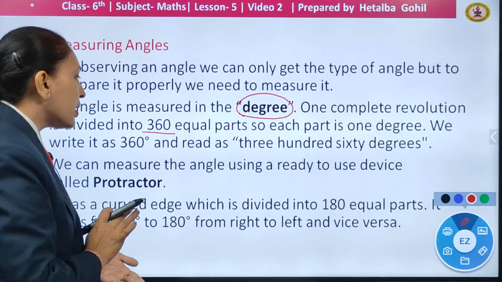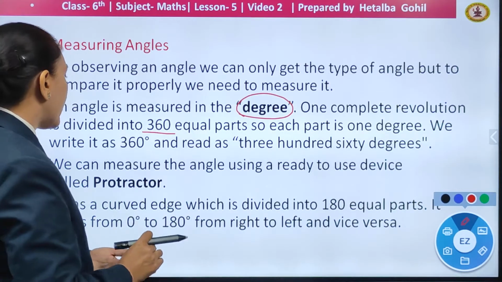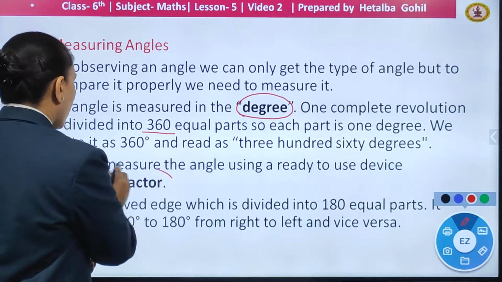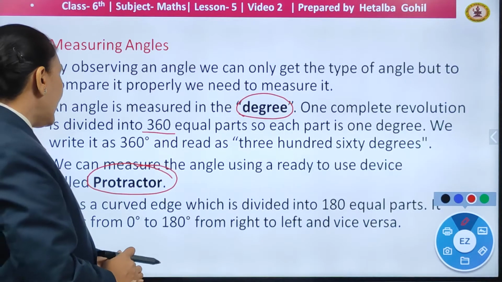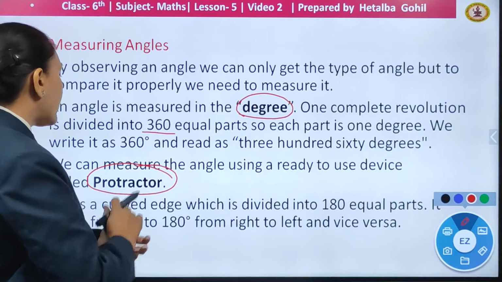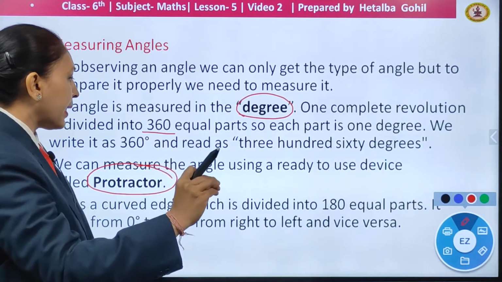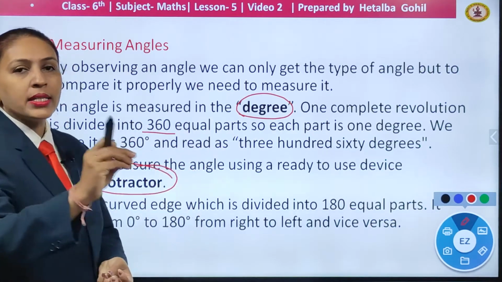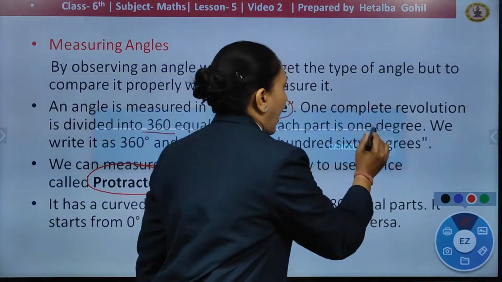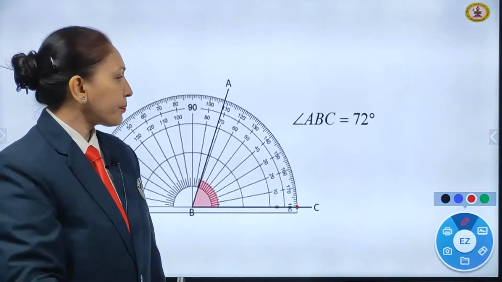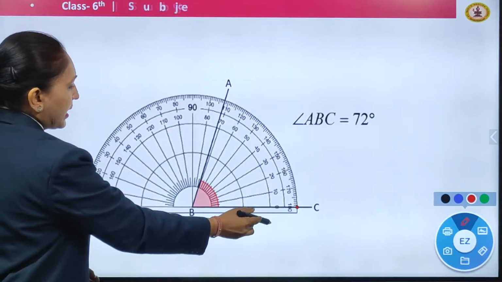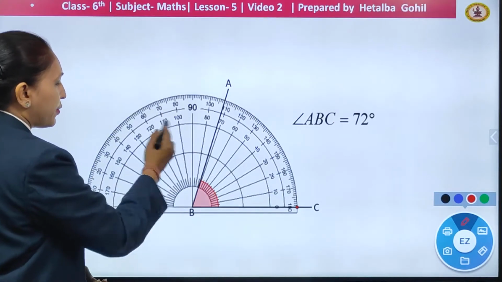We can measure the angle using a ready-made device, which we call a protractor. It has a curved edge which is divided into 180 equal parts, and it goes from 0 degrees to 180 degrees, from right to left and vice versa. So the device that we use to measure the angle, we call a protractor. You can see this is a protractor. You can see it is curved. It has 180 parts from right to left and left to right.